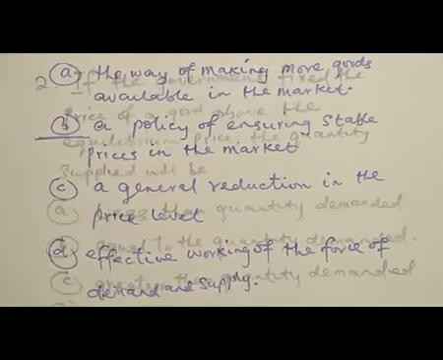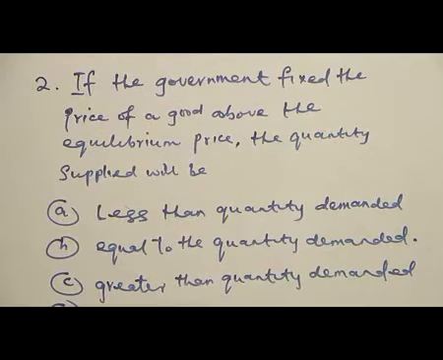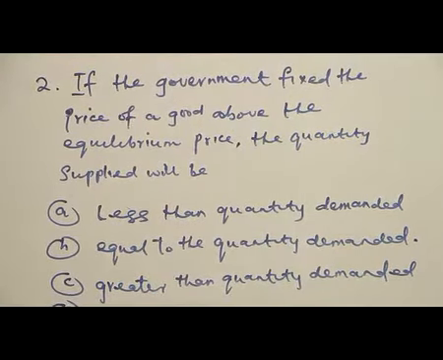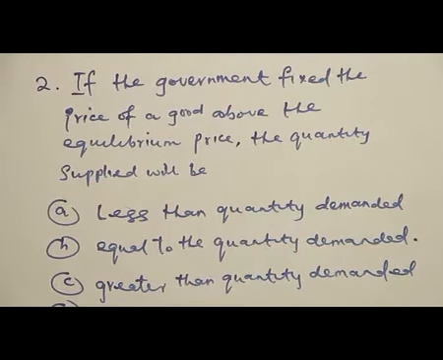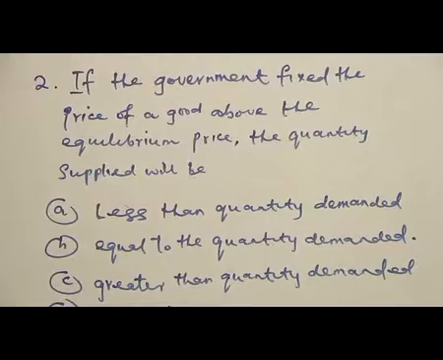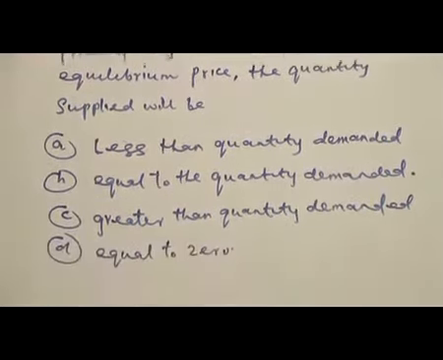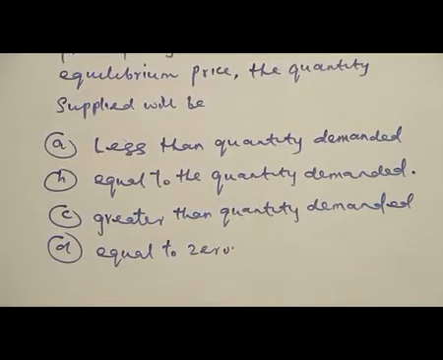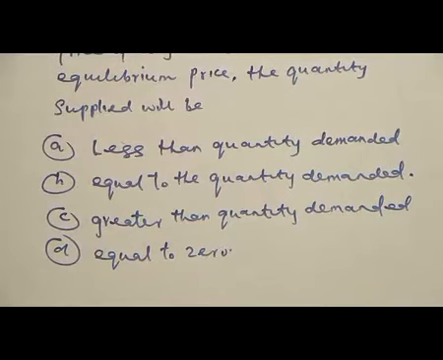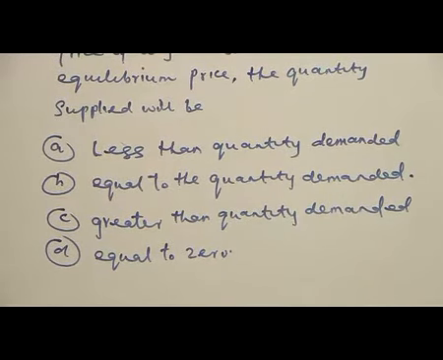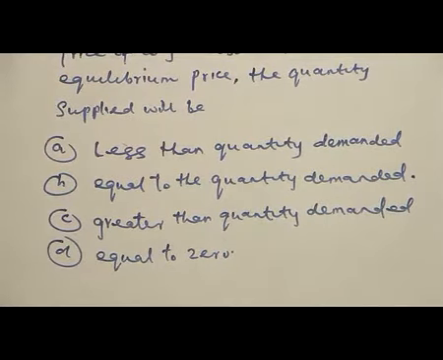Question 2. If the government fixed the price of a good above the equilibrium price, quantity supplied will be A, less than quantity demanded, B, equal to the quantity demanded, C, greater than quantity demanded, D, equal to 0. The right answer is C, greater than quantity demanded.